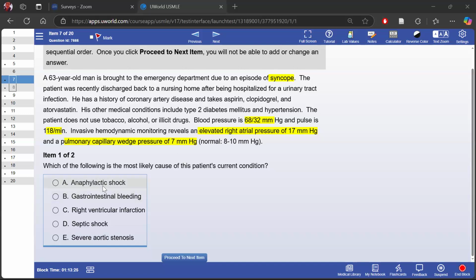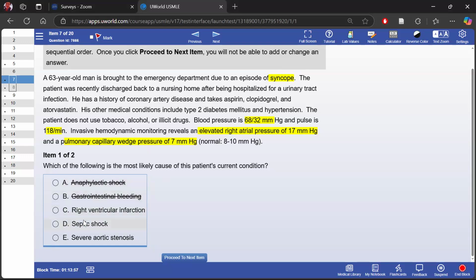So anaphylactic shock. What will happen to right atrial pressure in anaphylactic shock? It's going to be low because of the peripheral vasodilation. If the peripheral vessels are dilated, there's going to be less blood returning to the heart. So right atrial pressure should be low in anaphylactic shock, and the patient doesn't have any other feature to support that. In GI bleed, there'll be less blood returning to the right heart, so the right atrial pressure should be low as well, right? C is a right heart pathology.